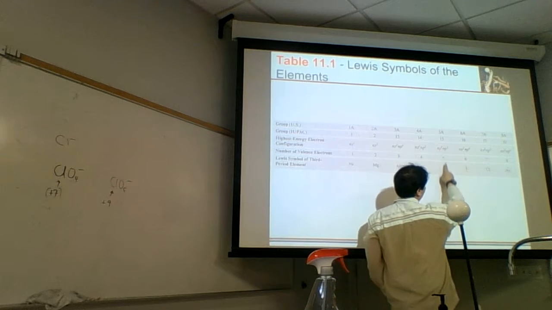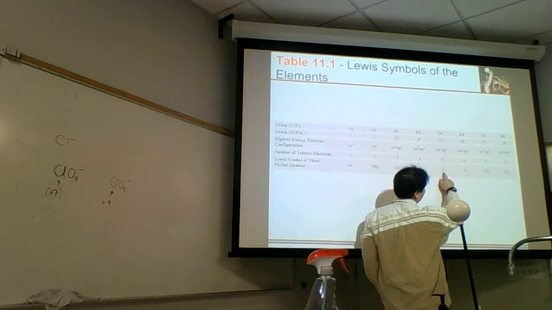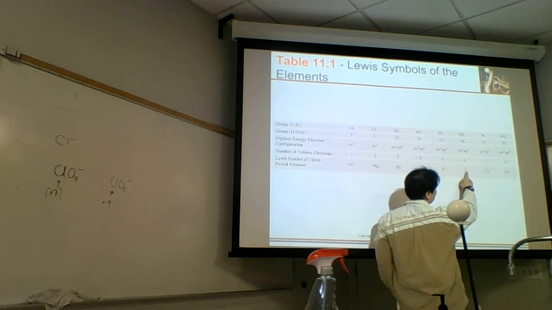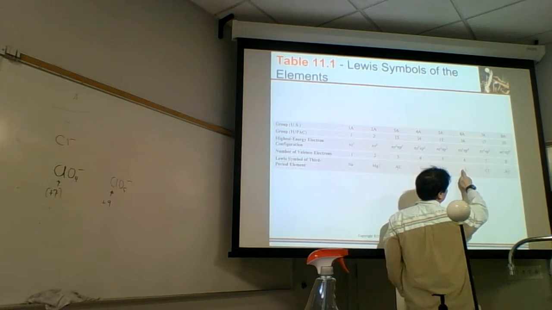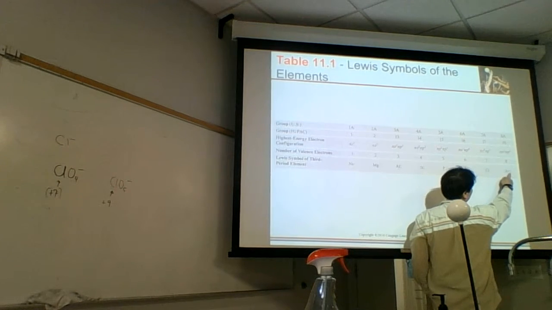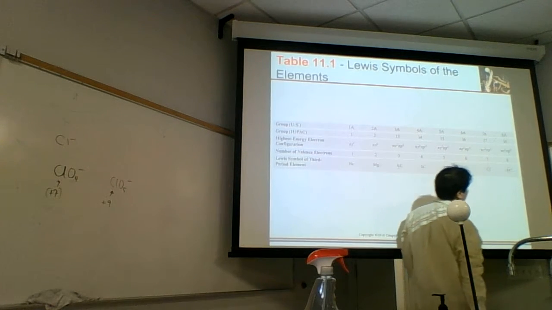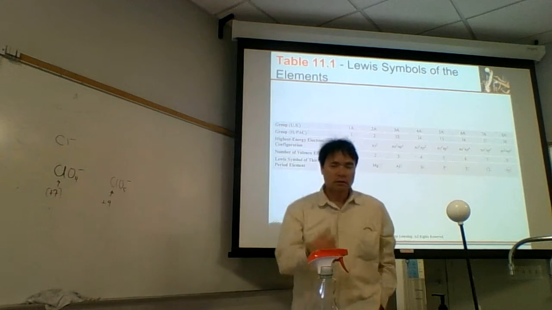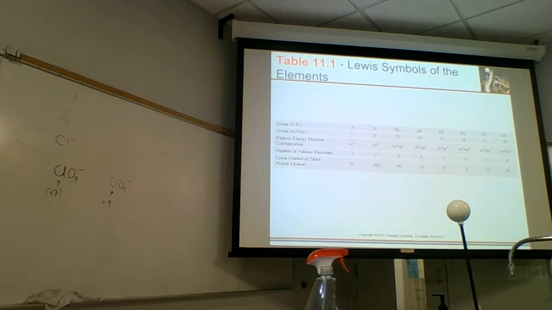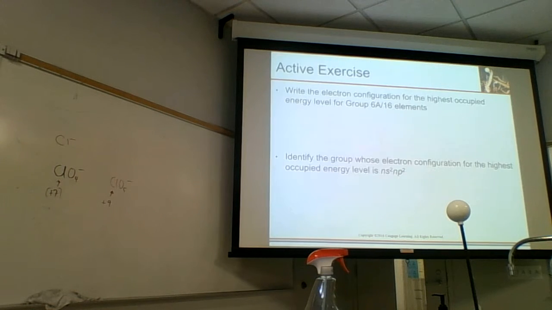For group 5, it has 5 valence electrons. I like to write 1 pair and 3 singles. For group 6, I have 2 pairs and 2 singles. For group 7, I have 3 pairs and 1 single. And for group 8, I have 4 pairs. The 4 pairs would make an octet. And so those are Lewis symbols. And so we're going to be doing that for the different groups.